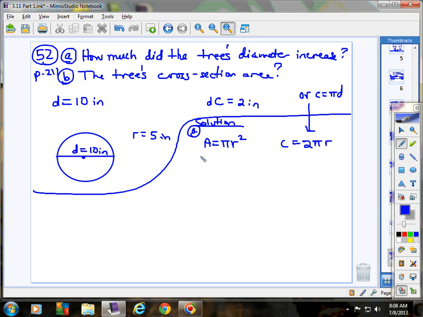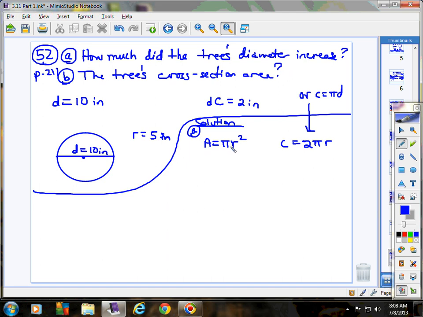All right, looks like maybe we need both. I don't know. Why didn't they just cut the tree down and check the diameter then and see how much it had increased by? You just killed the tree, right? So they wanted to try to determine the changes in the tree's circumference and diameter without actually cutting the tree down.